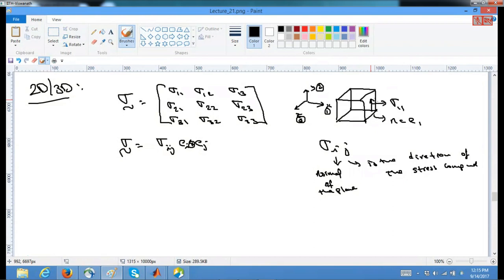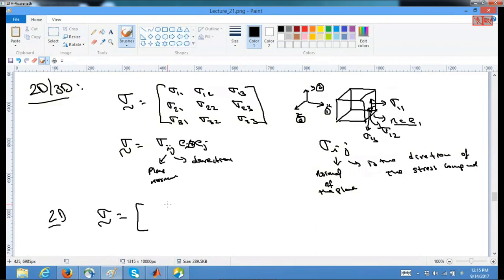If I have this thing, this is acting still on the plane with a normal e1, and it is directed in direction 2, so it is sigma 1 2, and sigma 1 3. So this can be represented as plane normal, and this is the direction of the component. So that is how this has been numbered, and for a two-dimensional state of stress, this is nothing but sigma.